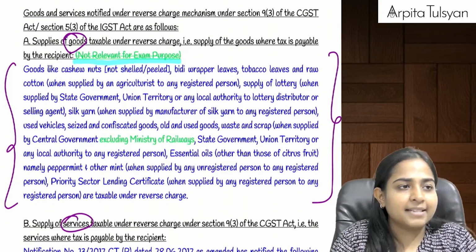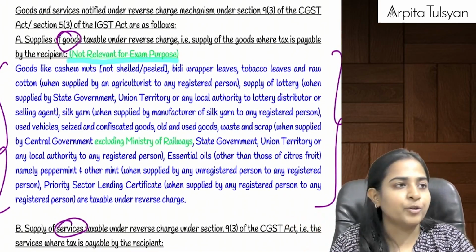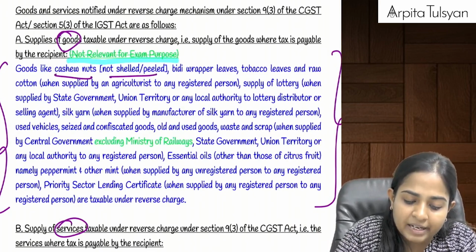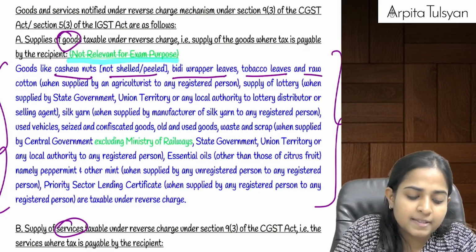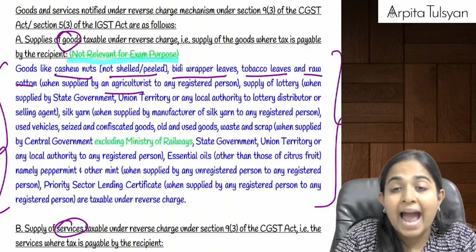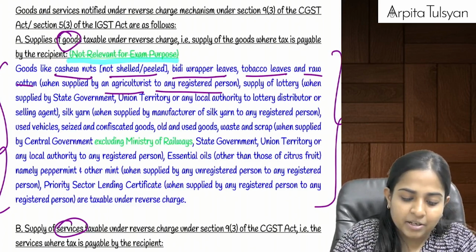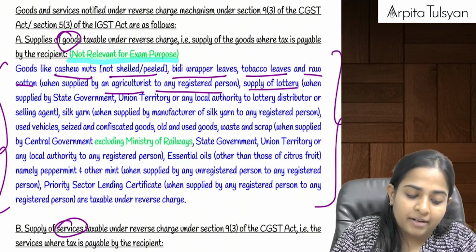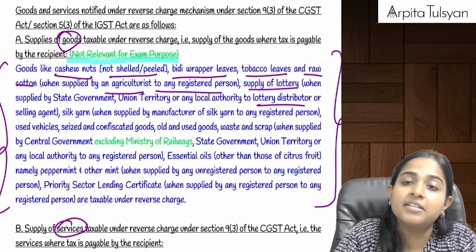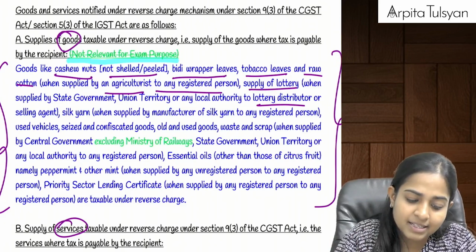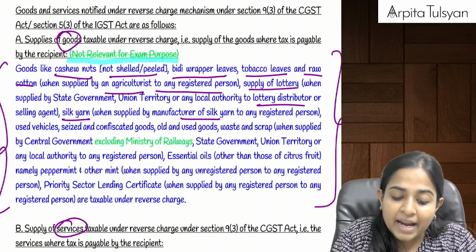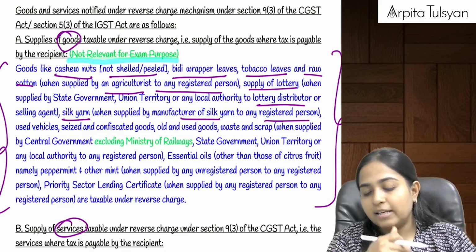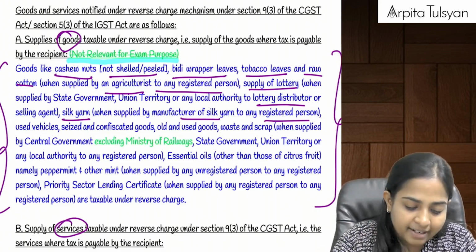Now see, I'll just read it. Anyway, remembering part you have to do, but let's read it once. Goods like cashew nuts, not shelled or peeled, BD wrapper leaves, tobacco leaves and raw cotton when supplied by agriculturist, farmer, to any registered person. So farmer is not liable to pay tax on it. Then supply of lottery when supplied by government to the lottery distributor, government is not responsible to pay the tax. Silk yarn when supplied by manufacturer of silk yarn to any registered person. At that time, manufacturer of silk yarn is not required to pay the tax. It will be paid by that registered person.